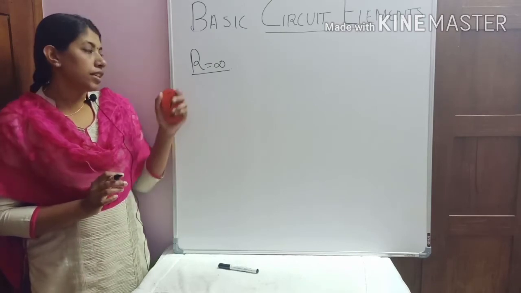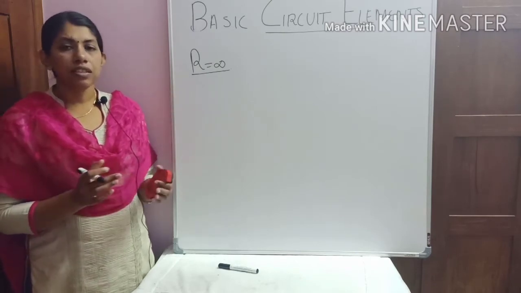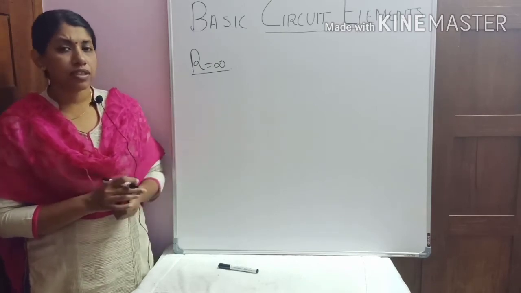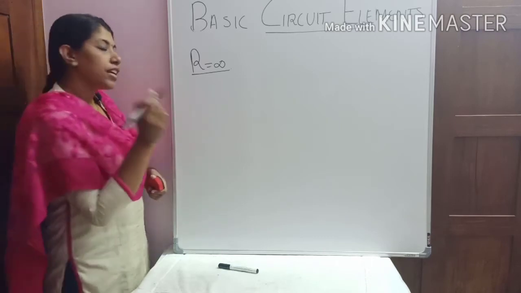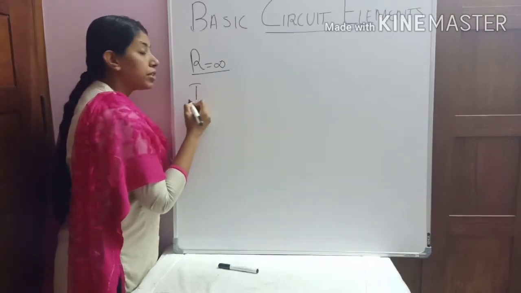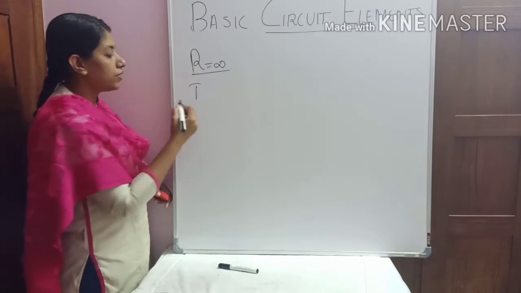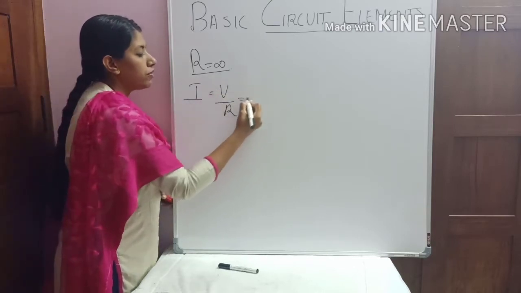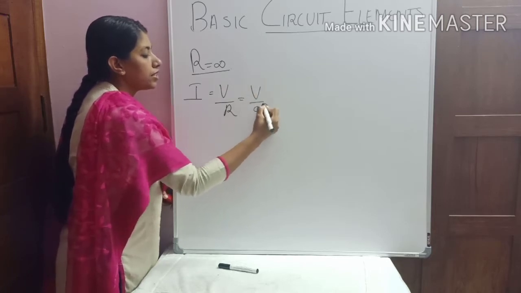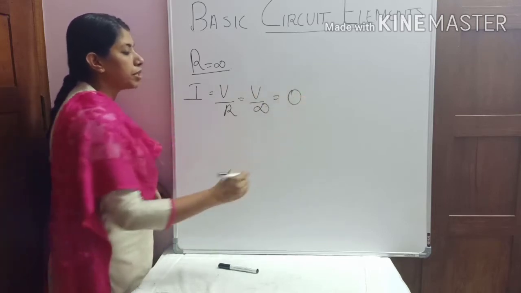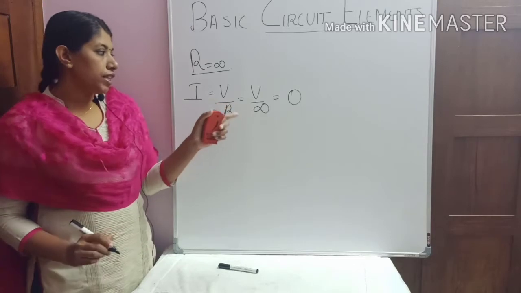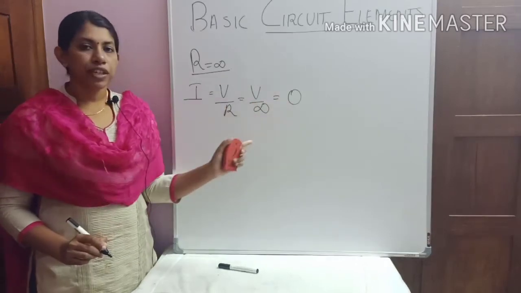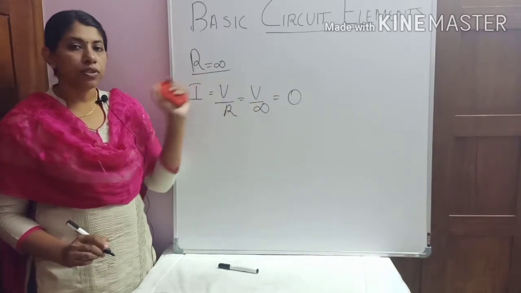Now consider the condition when R is equal to infinity. R is equal to infinity means the value of resistance is maximum. In that case, from the equation V is equal to IR, we can write I is equal to V by R. So when we put the value of resistance as infinity in this equation, the value of the current becomes 0. So there will be no flow of current in the circuit when R is equal to infinity.